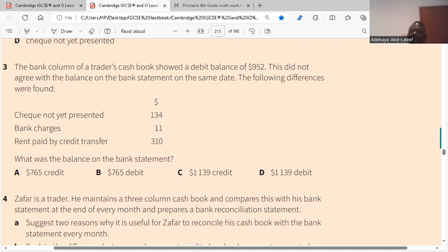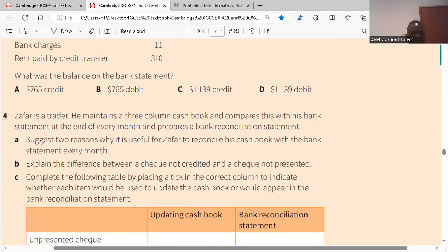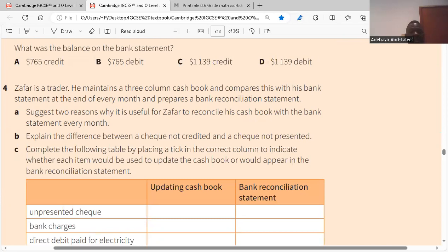Yes, it will be debit. So what was the balance in the bank statement? It should be 765 credits, because it's the bank statement. So the answer is A. Yes, I think it's clear now. So go to the next question, question 4.